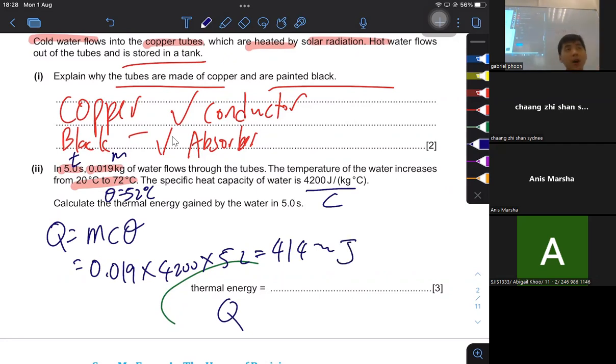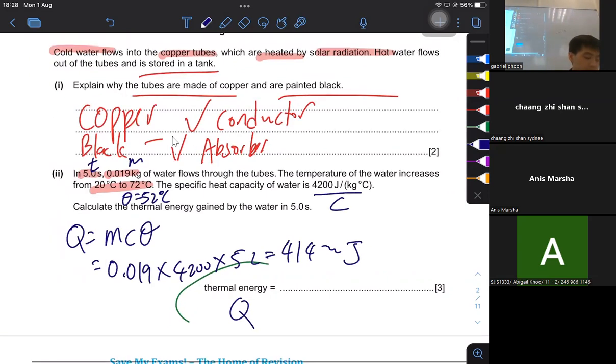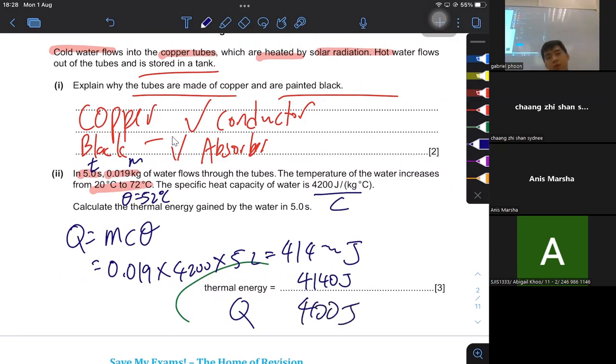But remember, you can only write 3 significant figures in your answer, guys, meaning to say, if you wrote anything more than this, it is wrong already. The minimum is 2, the maximum is 3 significant figures, meaning to say, even if you wrote 4100 joules, it is acceptable, guys. So you check your answer, I think it's 4150.